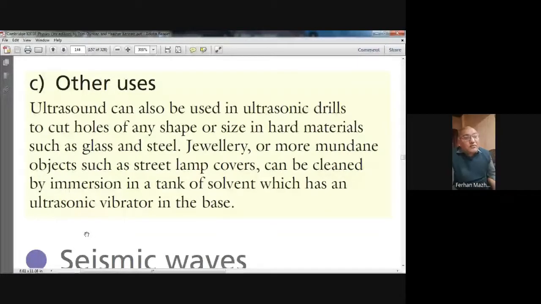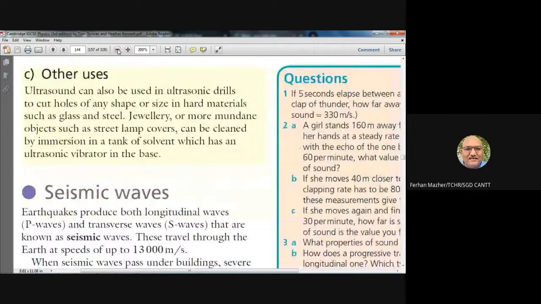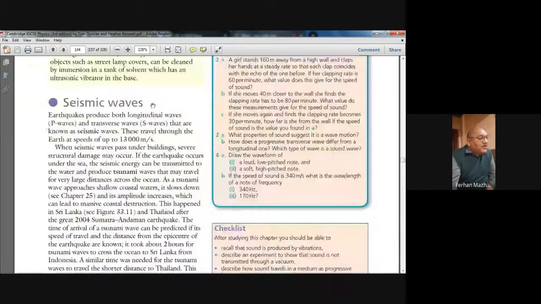Jewelry or more mundane objects such as street lamp covers can be cleaned by immersion in a tank of solvent which has an ultrasonic vibrator in the base. You see, this question, how the jewelry is cleaned, has come many times in the paper. Okay, so this is ultrasounds and their uses.